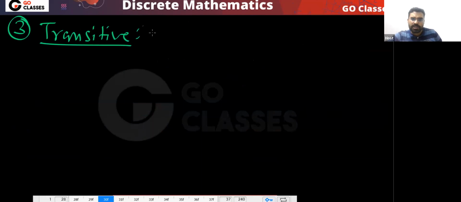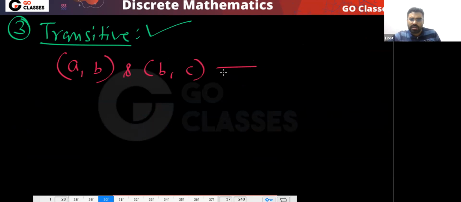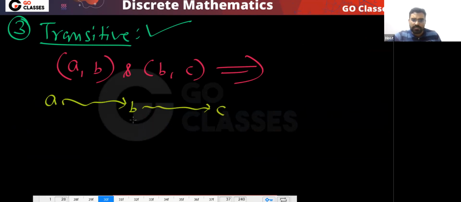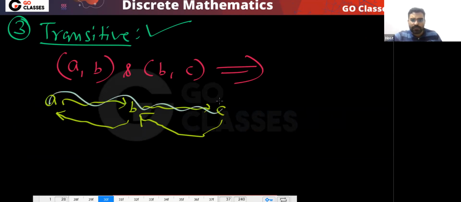What about transitive property? Yes, transitive property is also true. Very simple. If A, B are strongly connected and B, C are strongly connected, then what does it mean? It means there is a path from A to B, a path from B to C, a path from B to A, and a path from C to B. So you can clearly see there is a path from A to C.